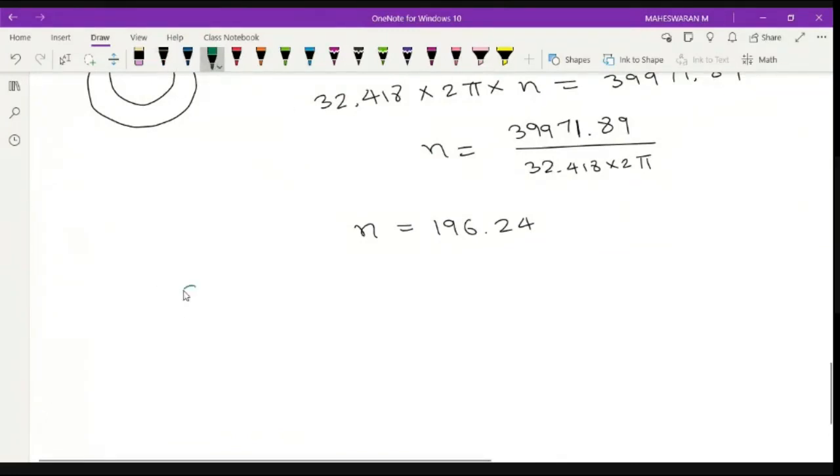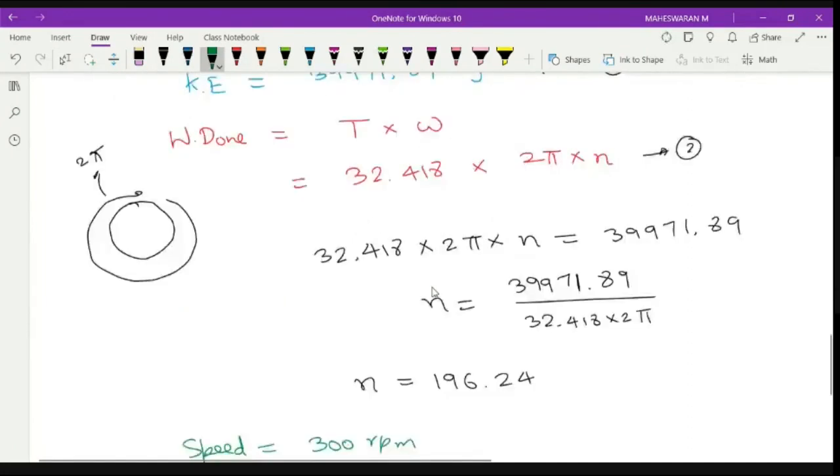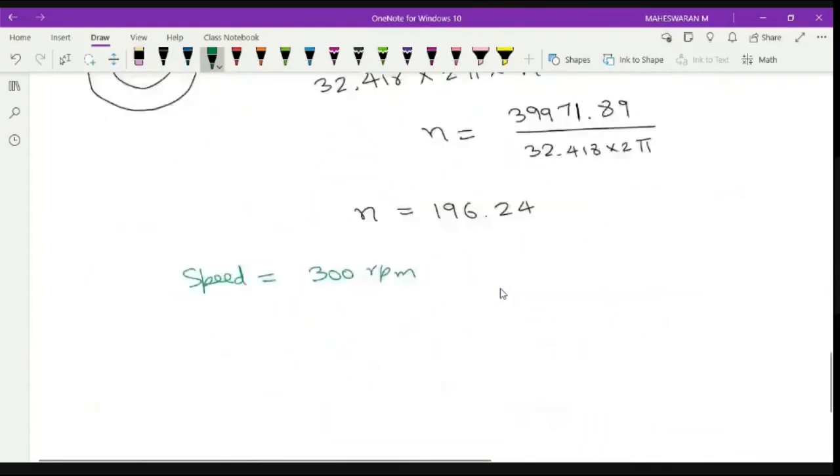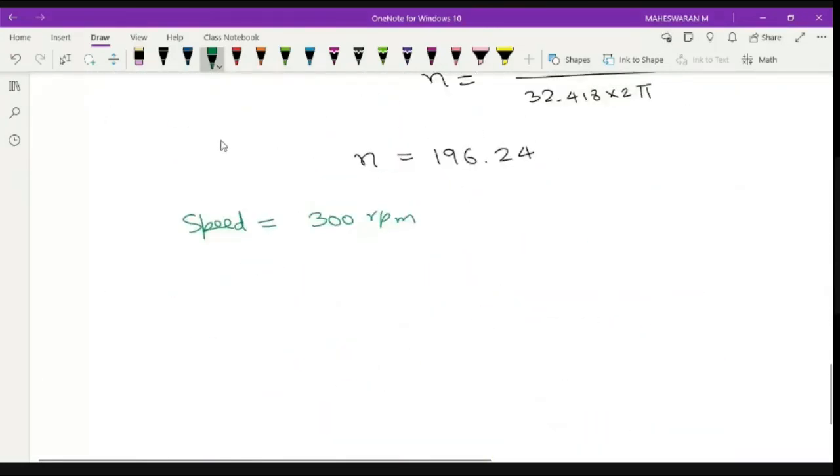I also know the speed. Speed is how much? 300 RPM. So the speed is 300, which is given. So I can identify the time taken by using these two relations. Speed I can write as capital N. So time taken is small n divided by capital N. This is nothing but 196.24 divided by 300. So how much are you getting?